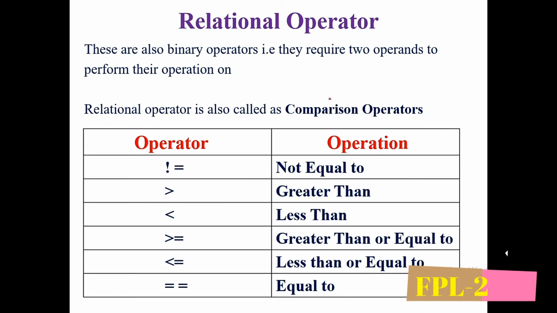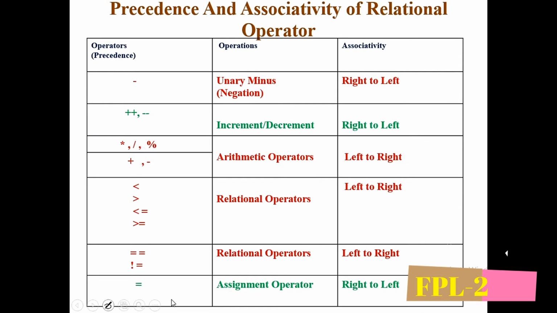Different relational operators. These are also binary operators, that is, they require two operands to perform their operation. A relational operator is also called a comparison operator. Now these are not equal to, greater than, less than, greater than equal to, less than equal to, equal to. For equal to we write double equal to, we don't write a single equal to. Single equal to is for assigning, take the value from the right and directly store it on the left hand side. Double equal to is used for comparing both sides, whether the values are equal or not.